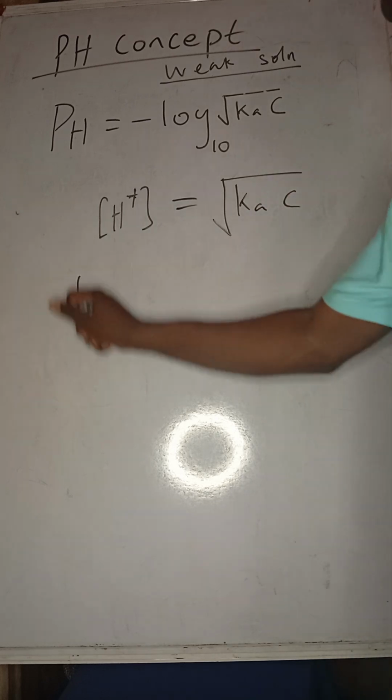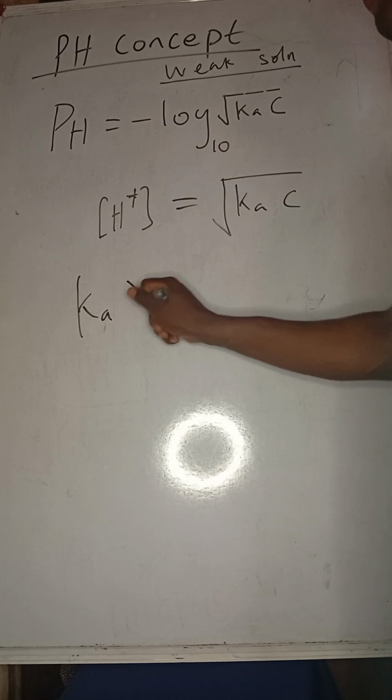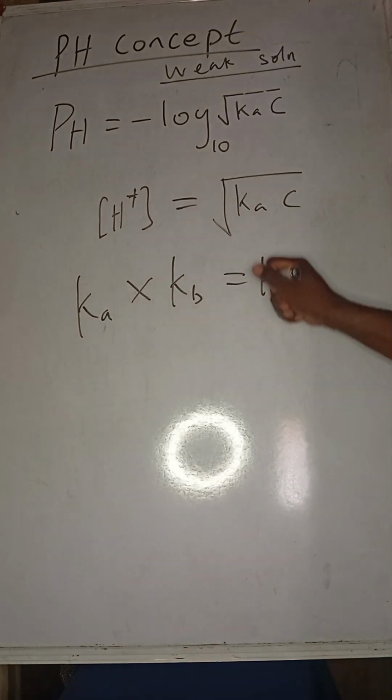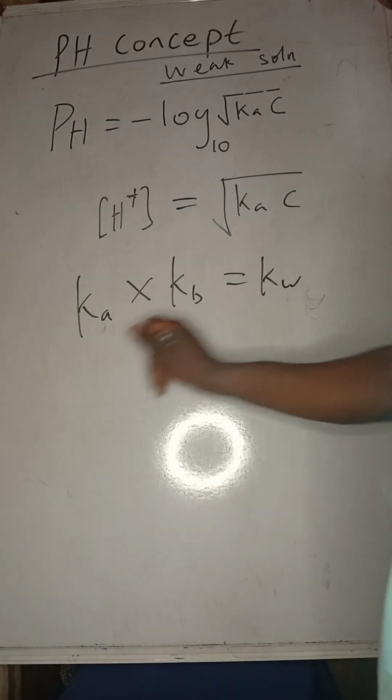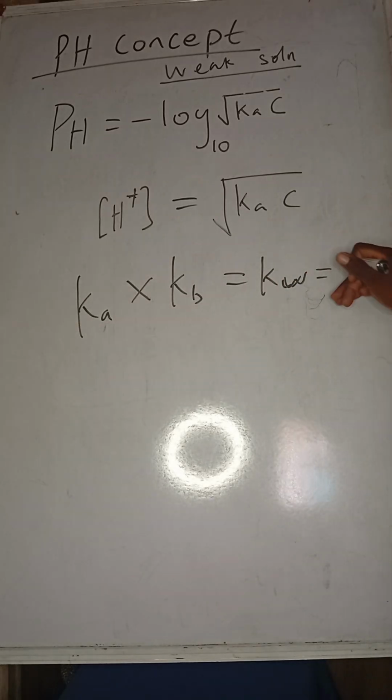Now, what is KaC? Ka is the constant of acid dissociation. Remember, if you multiply Ka with Kb, you will get Kw. Now, what is Kw? Kw is the constant of dissociation of water, and it is 10 raised to power minus 14. So please take note, for weak solutions, this is how you get their pH and their hydrogen ion concentration.